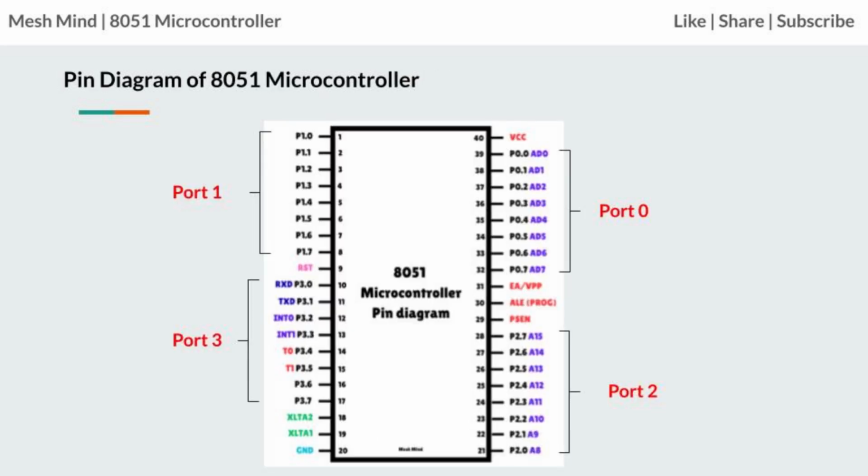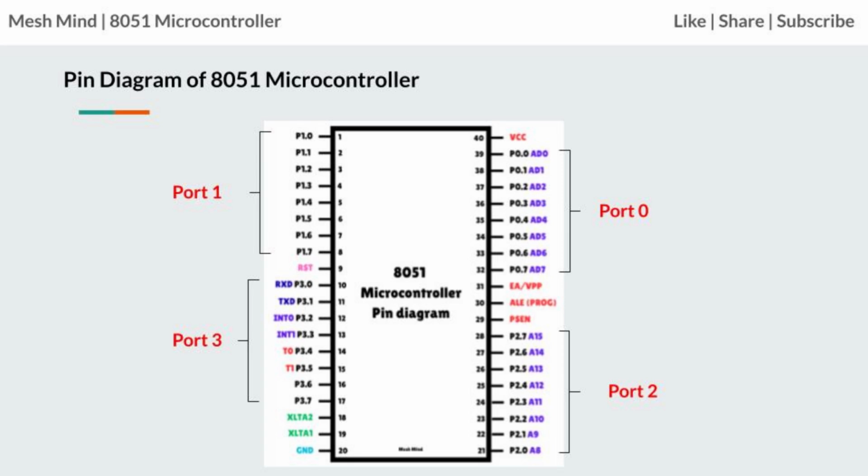Then, pin diagram of the 8051 microcontroller. The 8051 microcontroller comes in a 40-pin dual inline package, DIP. Each pin has a specific role. Let me explain the important pin categories. Pins 1 to 8 are port 1, used for general purpose input output. They do not have alternate functions. Pins 10 to 17 are port 3. They are also input output pins but have alternate functions like serial input, output, external interrupt, timer, etc.